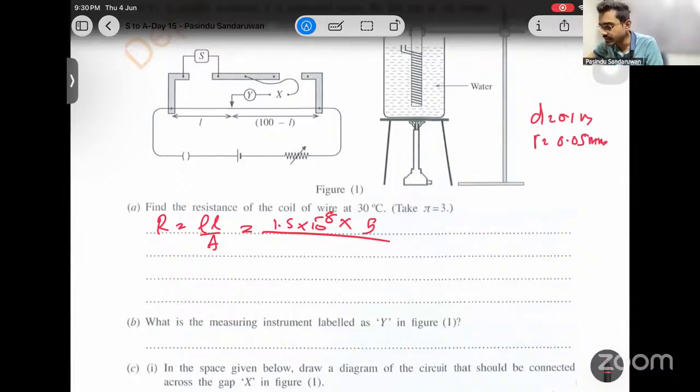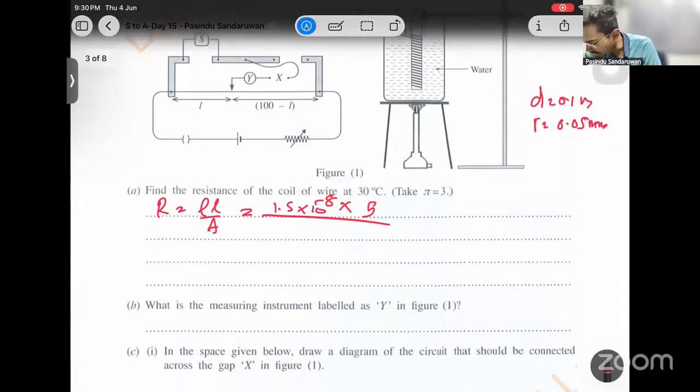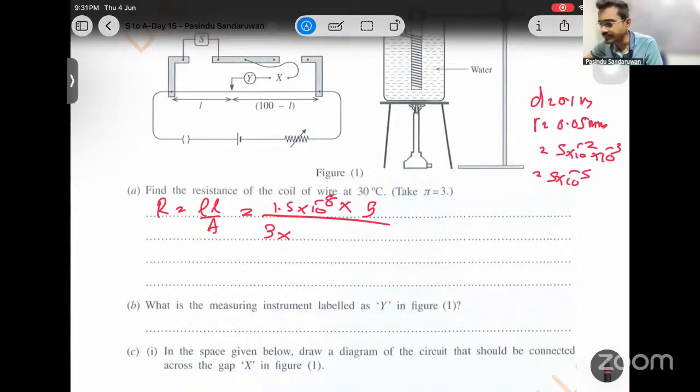Radius. Then we need to write pi r squared. r is 0.05 millimeters, 5 times 10 to the minus 2. But that is in milli, right? Milli means 10 to the minus 3. Then this is 5 times 10 to the minus 5 in meters. Then this is pi r squared, where r is 5 times 10 to the minus 5 meters, squared.